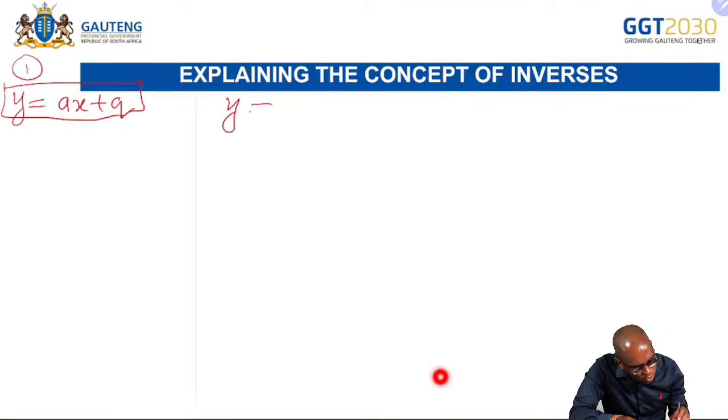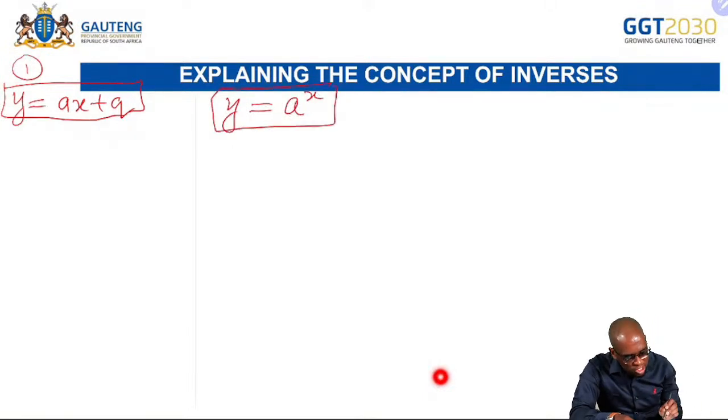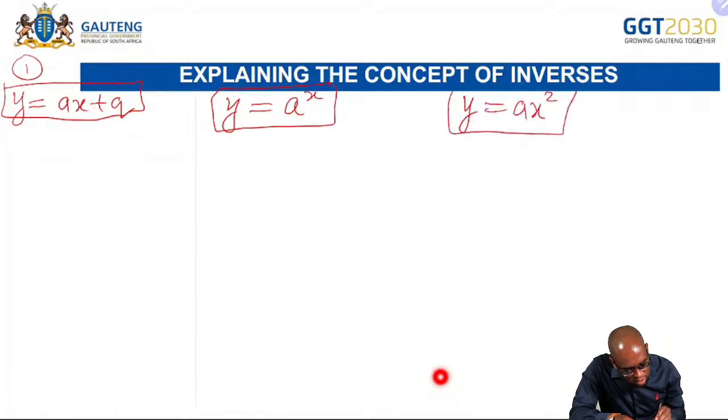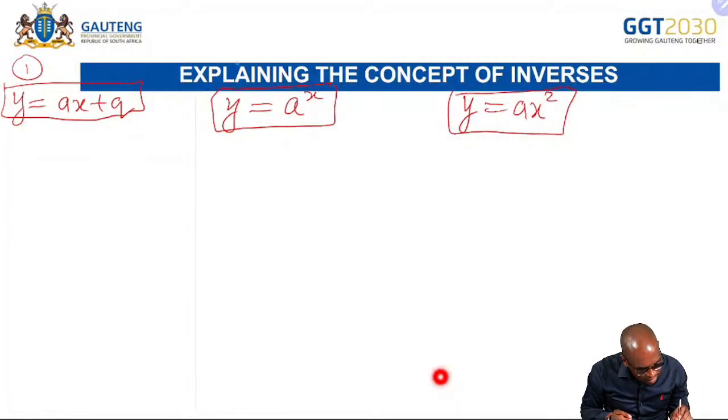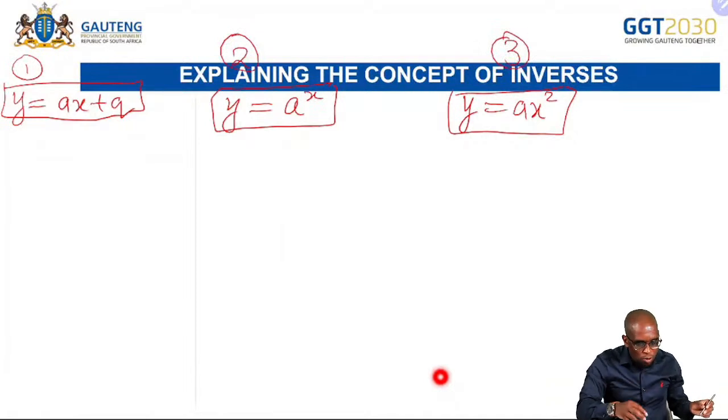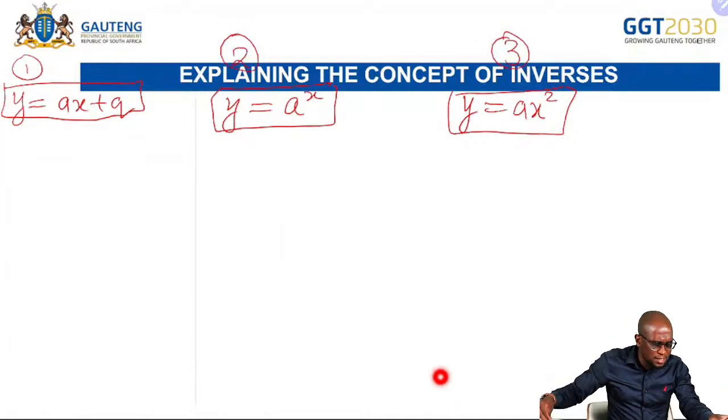This is the first one that we work with at this level. The second one is y is equals to a to the x. That's an exponential. The third one is y is equals to ax squared. That's a parabolic one. So these are the three types of functions that we're going to analyze inverses of: the straight line, the exponential, and the parabola.